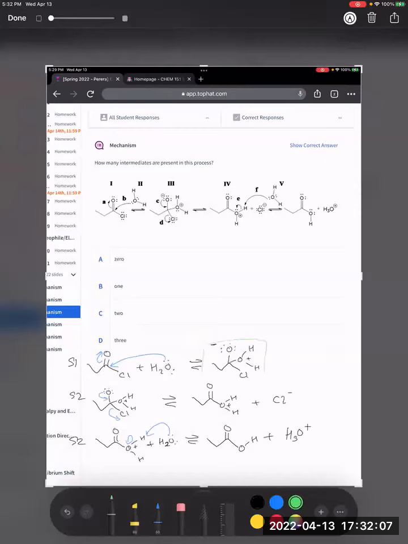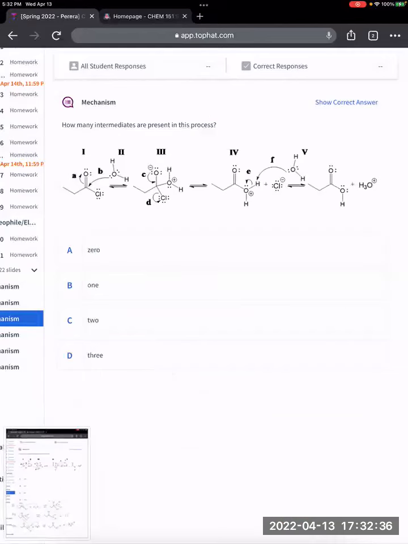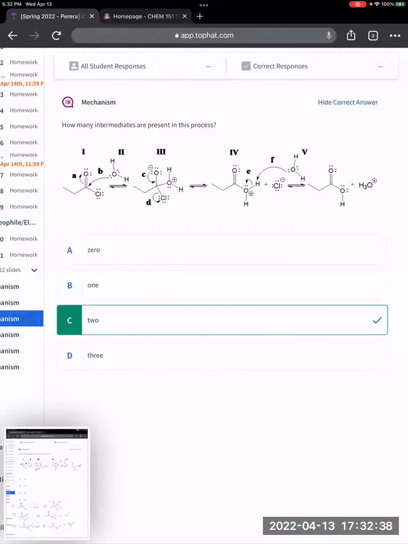this guy over here is produced in the first step and consumed in the second step. So it is an intermediate. So is this. This is produced in the second step and consumed in the third step. So that's an intermediate as well. So we can see that we have two intermediates in this process. So the correct answer must be that. Okay, we can check that. So the correct answer is 2.